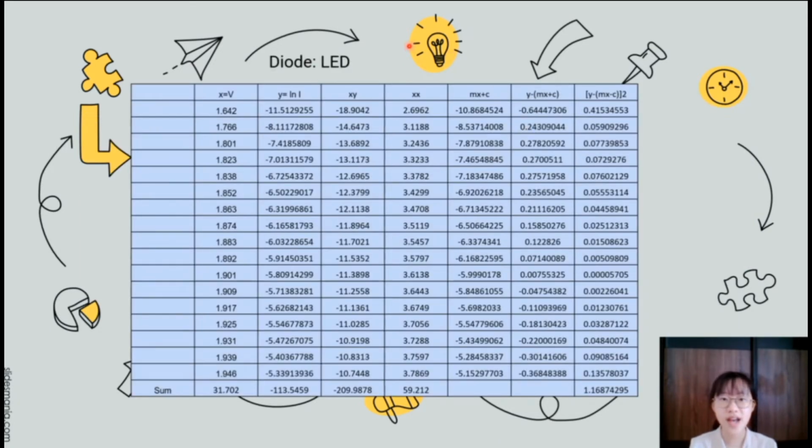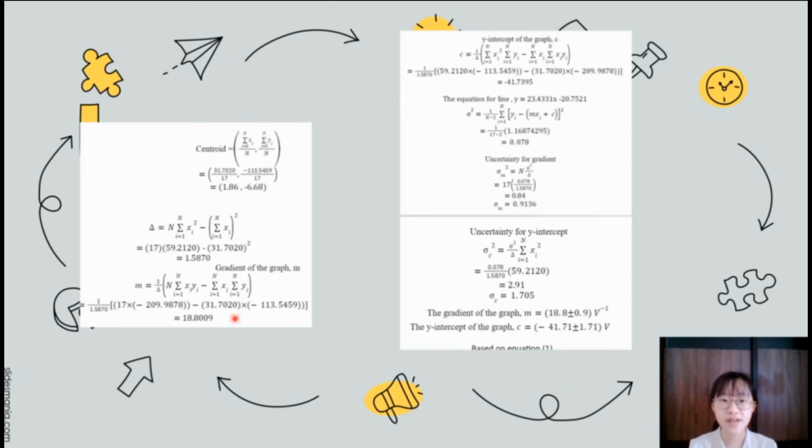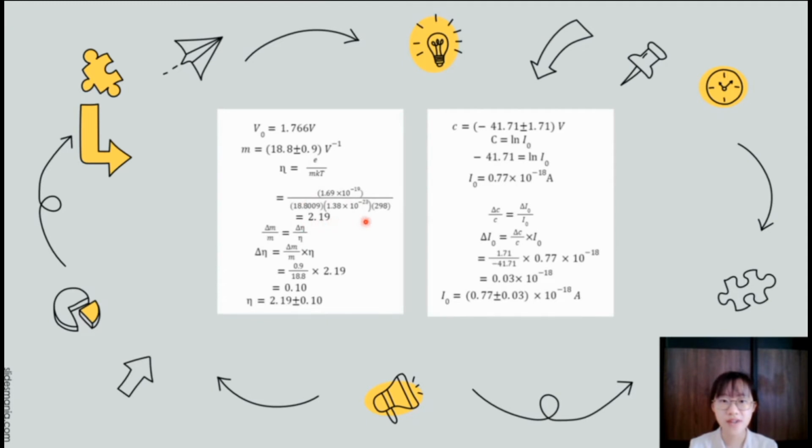And this is the data for calculation for LED in least square method. And this is the graph ln I versus V for LED. We can get a straight line here. And this is the equation for this diode. And then we do the same. We use least square method to get the equation. Then we sub in the value obtained from least square method, and we get the eta for LED is 2.19. There's a slight difference for this LED. This may be due to experiment error.